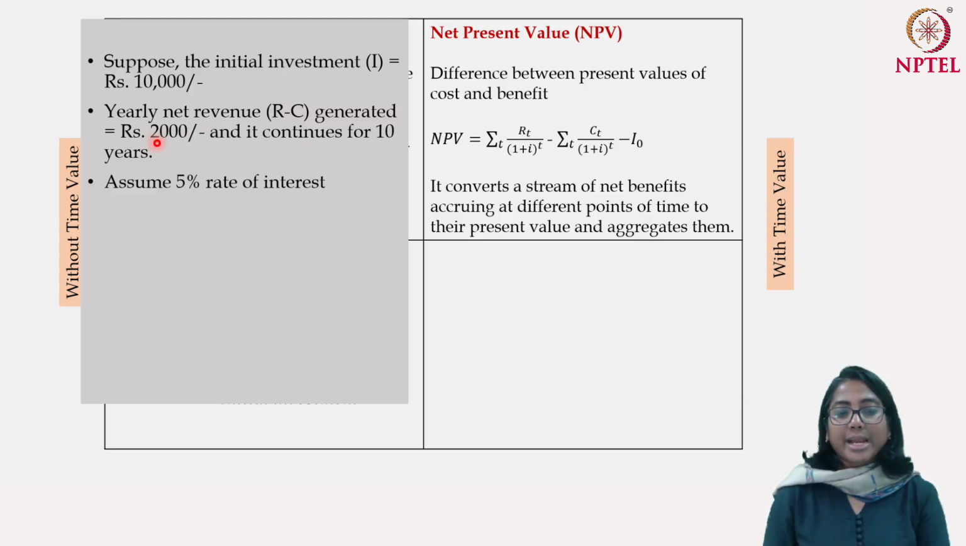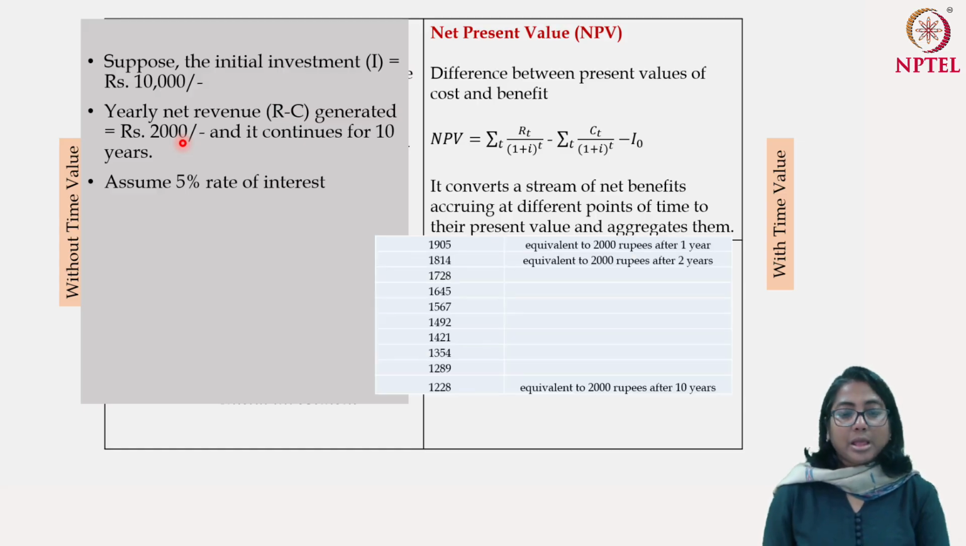So the question is, if you are getting 2000 rupees after 1 year, what is the present value of that 2000 rupees? If you are going to get 2000 rupees after 10 years, what is the present value of that 2000 rupees today? You can make the calculation like this. The 2000 rupees that you get after 1 year has a present value of 1905. In other words, if I keep 1905 rupees in the bank today at a 5% rate of interest, 1 year down the line I will get 2000 rupees. So if the future value is 2000 rupees 1 year down the line with an interest rate of 5%, then the present value is 1905 rupees.